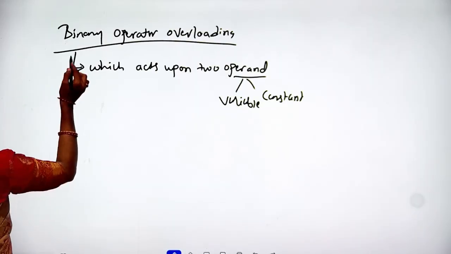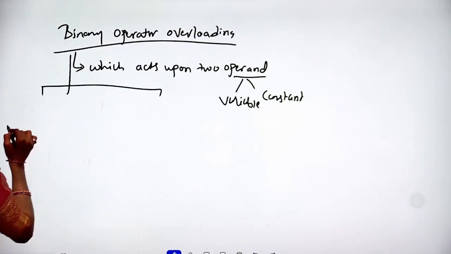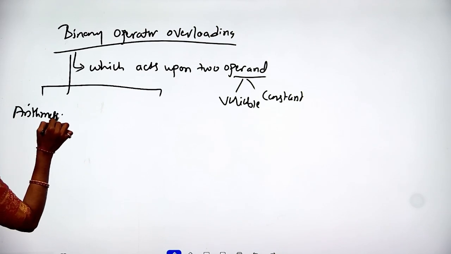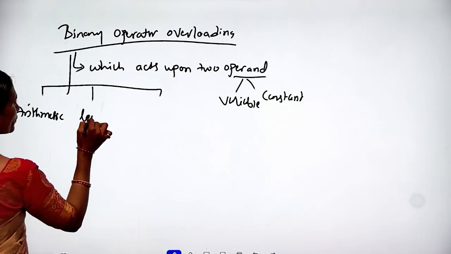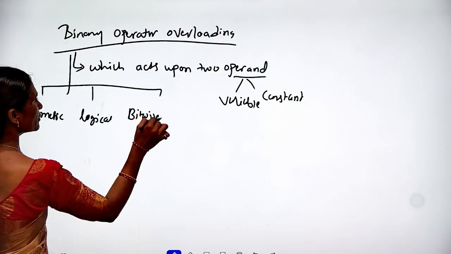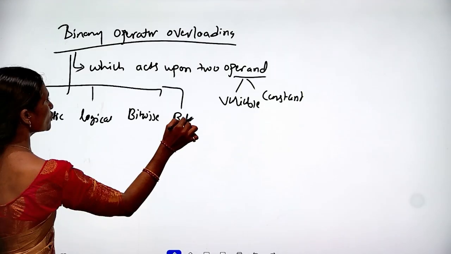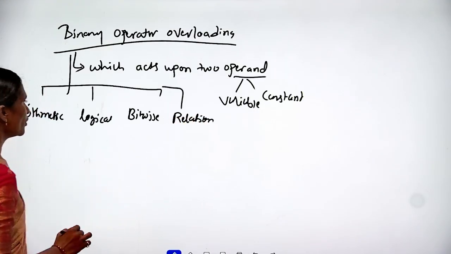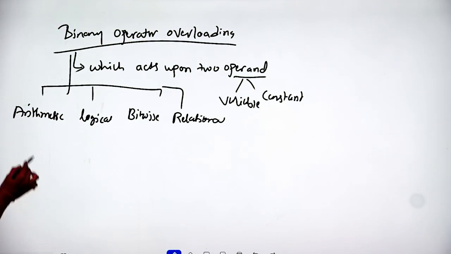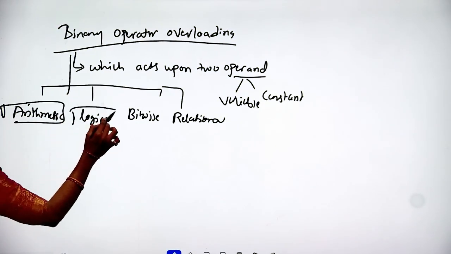So for example, what are the binary operators we have? There are many binary operators, that is, arithmetic operators, logical operators, bitwise operators, relational operators. All these operators can be overloaded in C++. So we'll see how to overload them with the syntax.